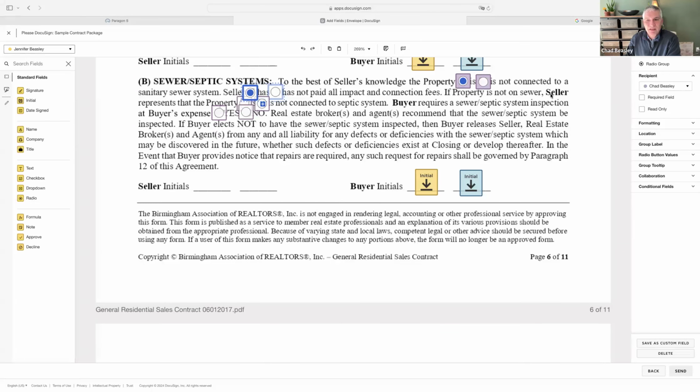If the property is not on sewer, the seller represents that the property, and you'd say is or is not, connected to a septic system. So it's not on a septic system, it's on sewer. So I'm just not going to mark anything there.